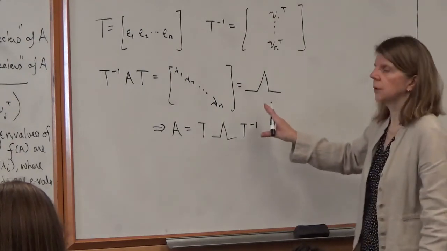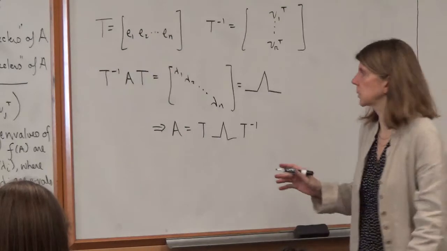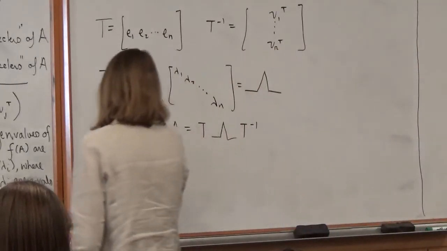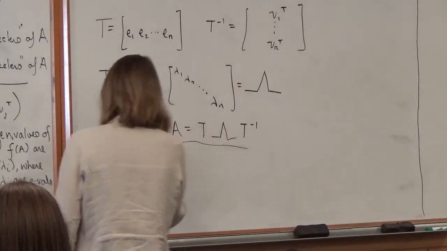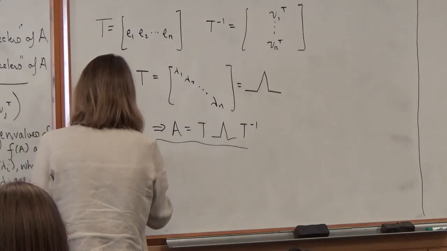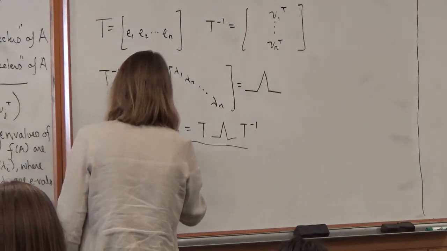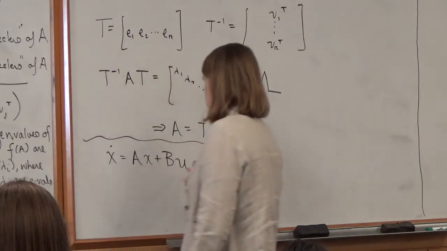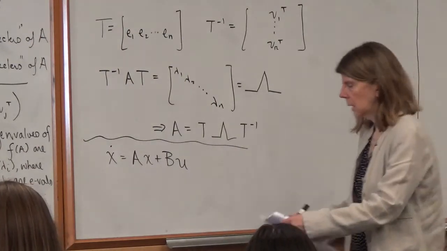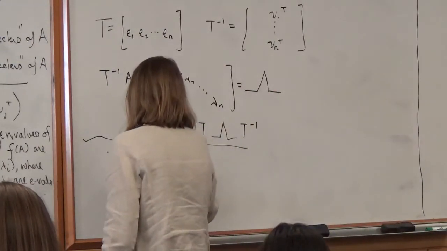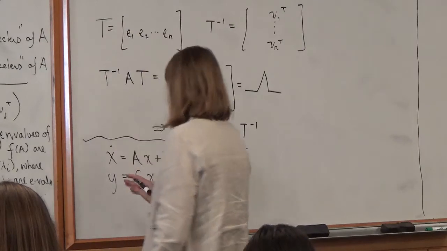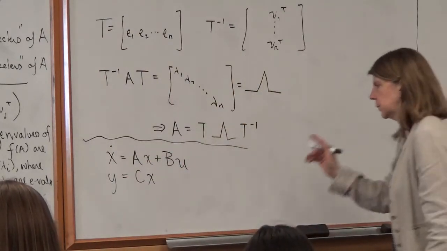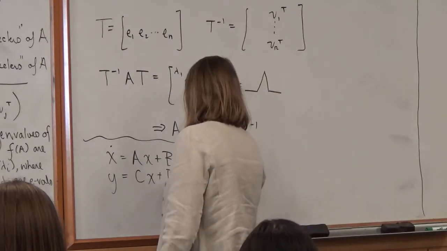You can imagine, let's go back to our system. Let's go back to the case with input. Let's look at a time invariant linear system with input: x dot equals Ax plus Bu, y equals Cx. Let's forget about D for now. Well, let's put it in, why not? Plus Du.